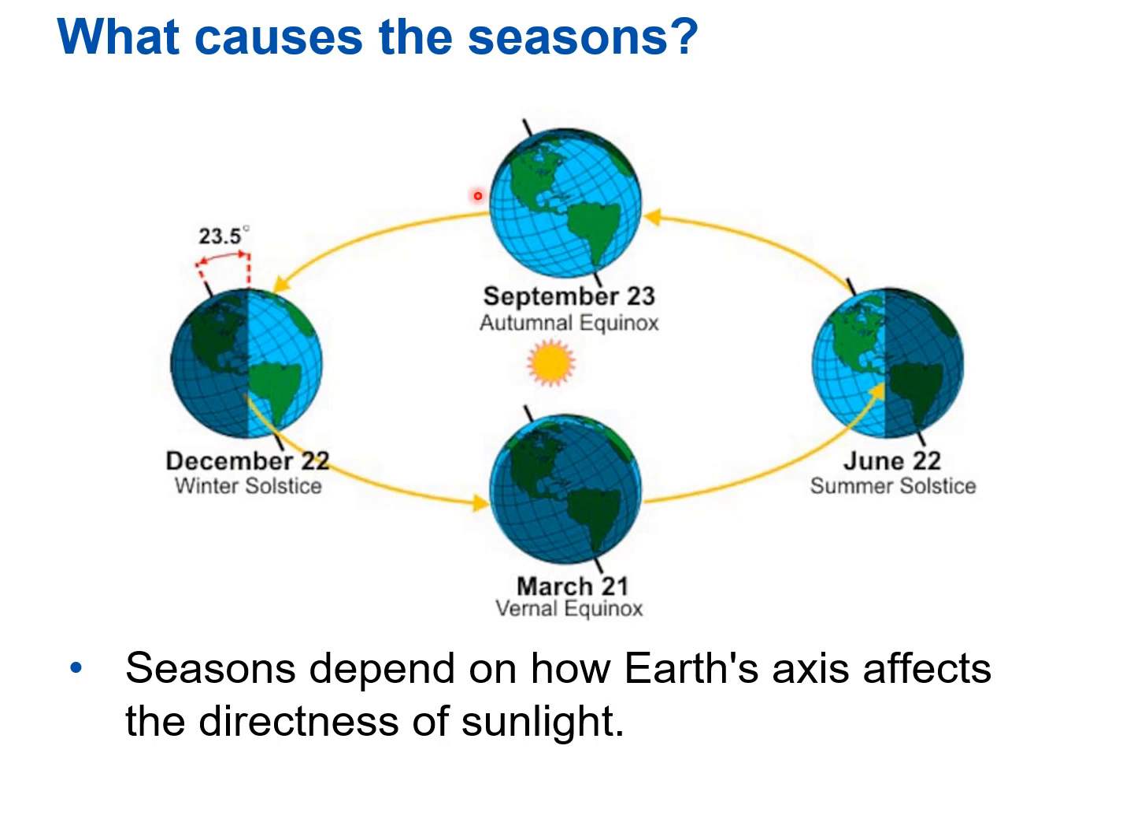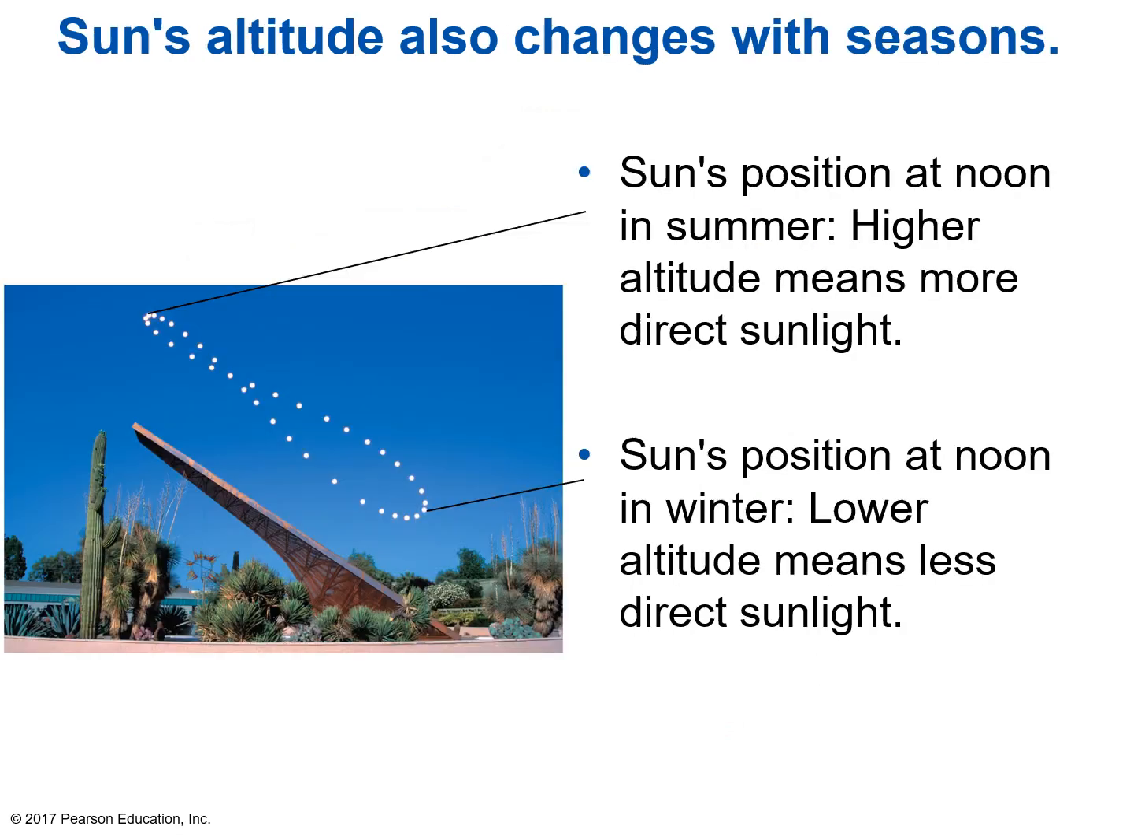And then it progresses along till winter again. The days get shorter in the northern hemisphere and it gets colder. The sun's altitude also changes with seasons. During the summer, remember, we are pointing more towards the sun, and during the winter, farther away from the sun.